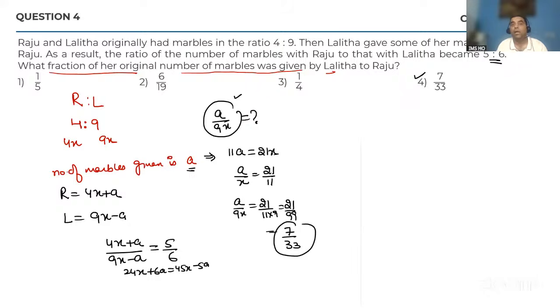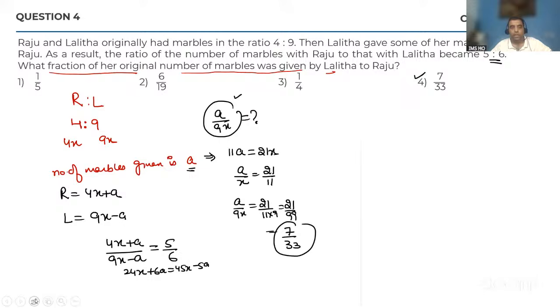How to do that? They're not asking you to calculate the standalone values of A and x. They're only asking what fraction, which means the ratio between A and 9x. I hope the question is clear. This is how we'll be able to solve it. I'm not saying this is the only way, but this is one of the ways to look at it. Now, what could be the alternate way of looking at it?